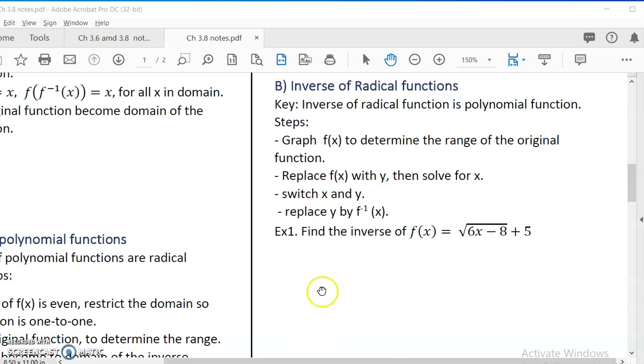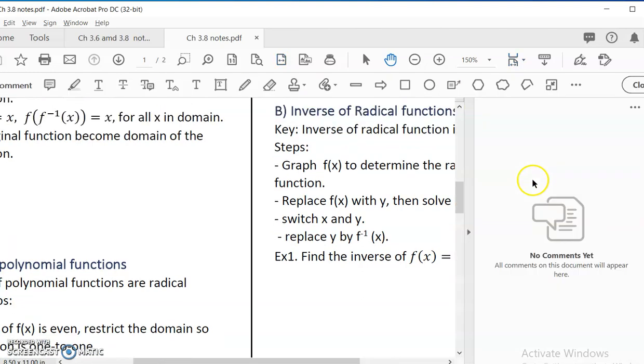If we are to find the inverse of it, of course, it will become a polynomial function, right? So that's what this is about. They are the inverse of each other. If you inverse a radical function, it becomes a polynomial function.